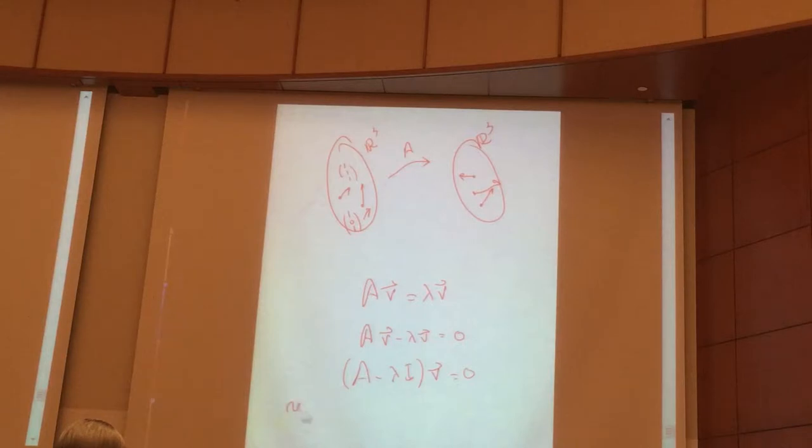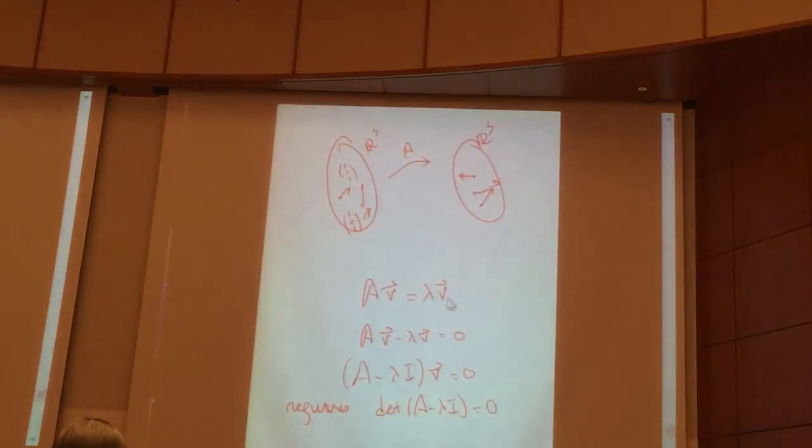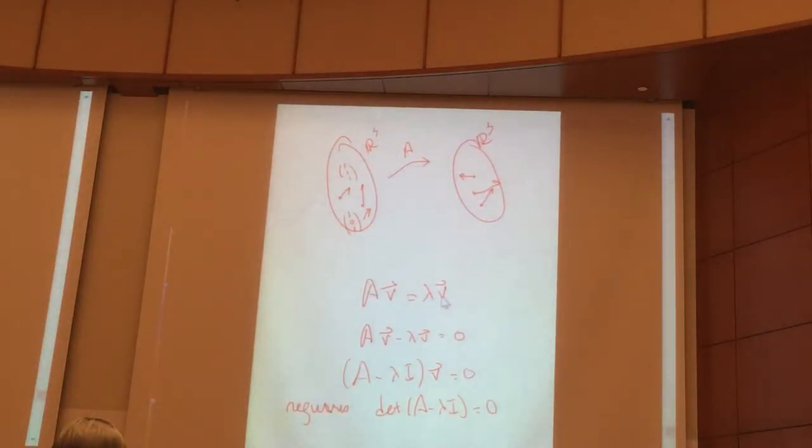This requires the determinant of A minus lambda I to be 0, because this is a homogeneous system. You think of V as unknowns, and we want it to have non-trivial solutions. This V is going to be a non-zero vector. So the determinant of A minus lambda I has to be 0. This gives us a way to calculate lambda. Then once I know lambda, I can calculate V.